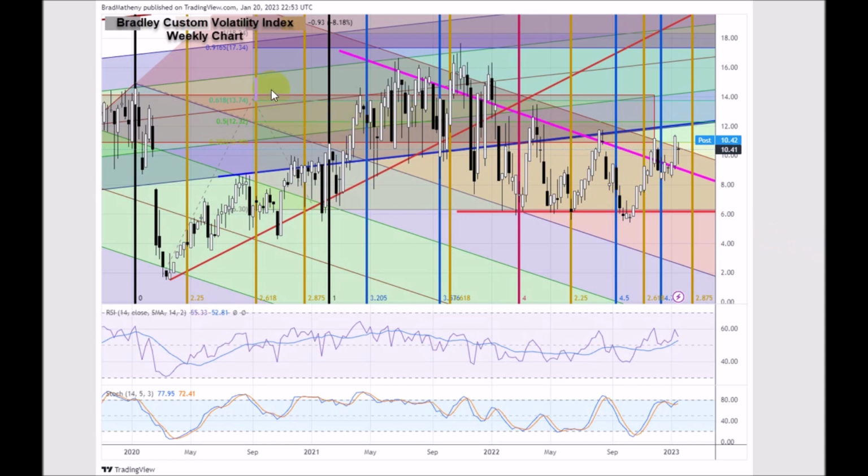And lastly, I think we have the volatility index chart. I had been warning about this. I count this as a wave 5. I'll show you. This is the COVID low up to the September, October peak in 2021. Now we have this breakdown where I count it as 1, 2, 3.